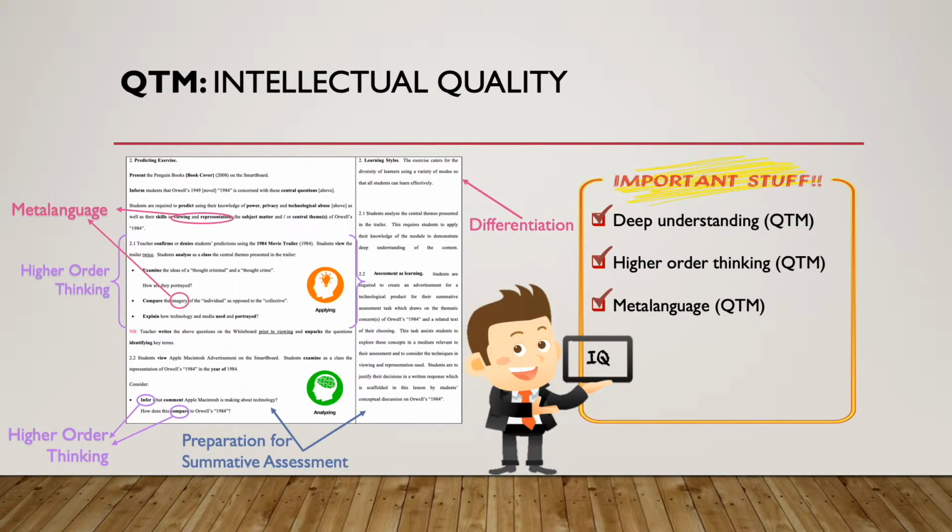This lesson sequence equally promotes a deep understanding of the module concepts and higher order thinking skills. These skills in higher order thinking are evident in the prediction exercise, which requires students to apply their knowledge of power, privacy and technological abuse to Orwell's 1984.